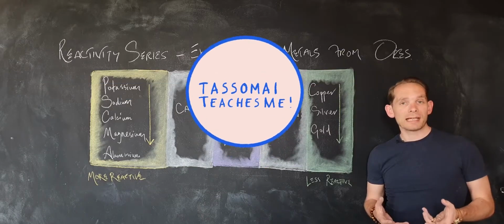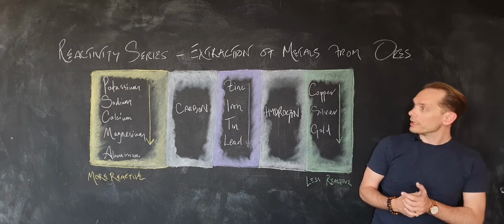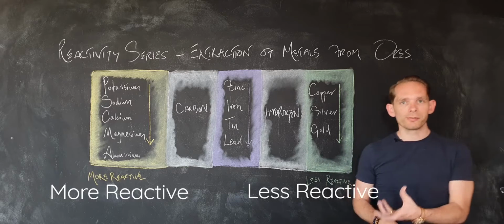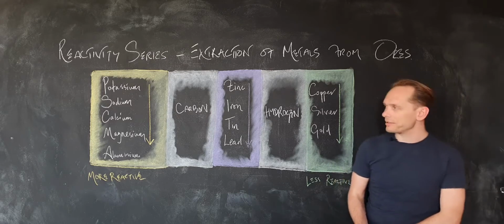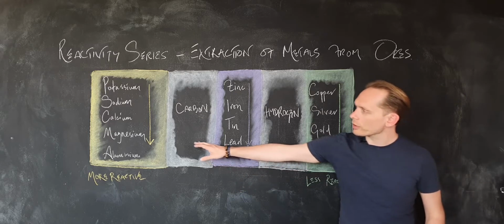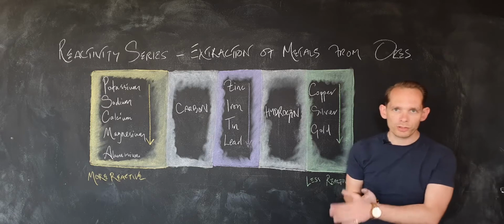This video is about the reactivity series and how metals are extracted from ores in their natural state. So we've got, from most reactive to least reactive, a selection of elements which are most commonly talked about in GCSE. And although most of them are metals, we've also got carbon and hydrogen shoved in this list at points. And that's important to know where they fit.